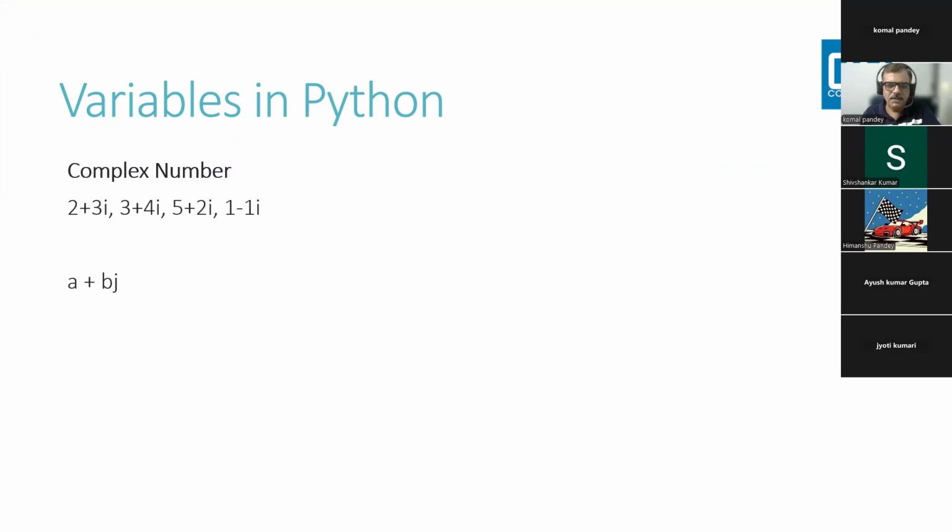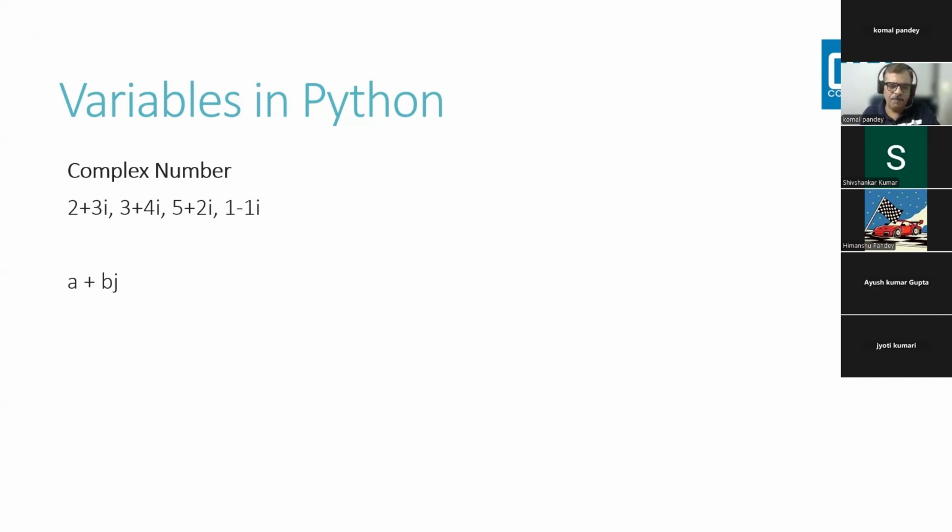So complex numbers have a real part and an imaginary part. When you were in high school, you would have worked with numbers such as 2 plus 3i, 3 plus 4i, 5 plus 2i, 1 minus 1i. Here, the left side of the term is the real part. So in 2 plus 3i, this 2 is the real part, and whatever is associated with the i, the 3 in this case, is your imaginary part, right?